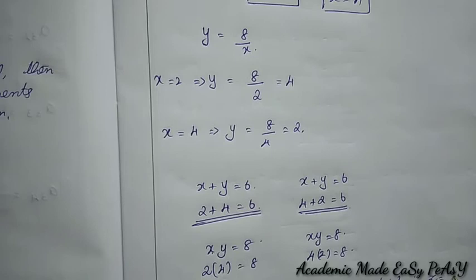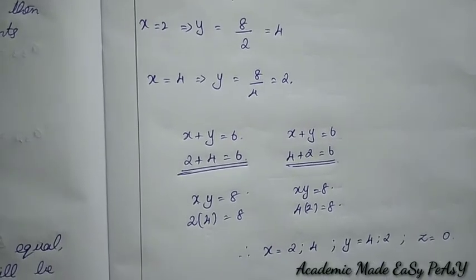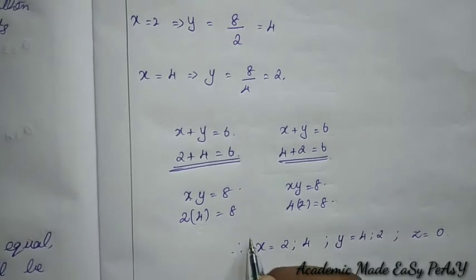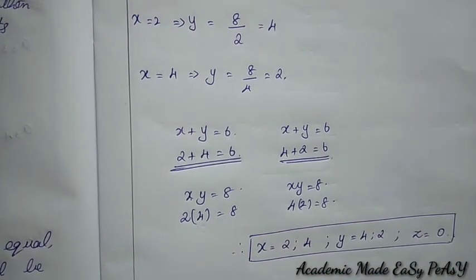Next, z is equal to 0. So these are the required values for x, y and z.